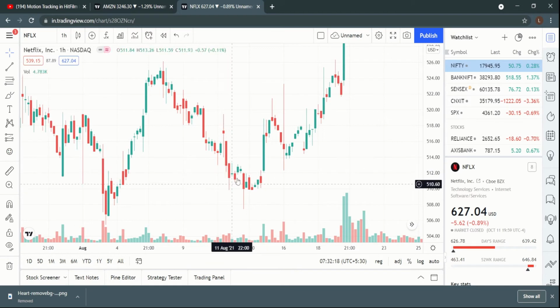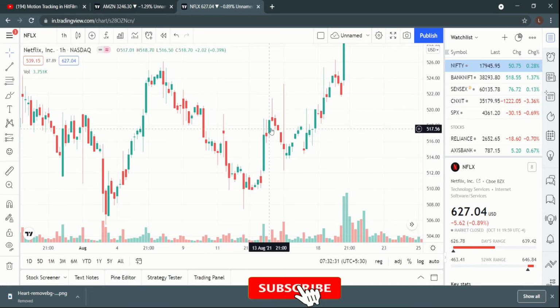However, after the appearance of this hammer, the prices kept on declining, and we see the appearance of another hammer over here, which has a really long shadow. And finally from here the prices started moving up.